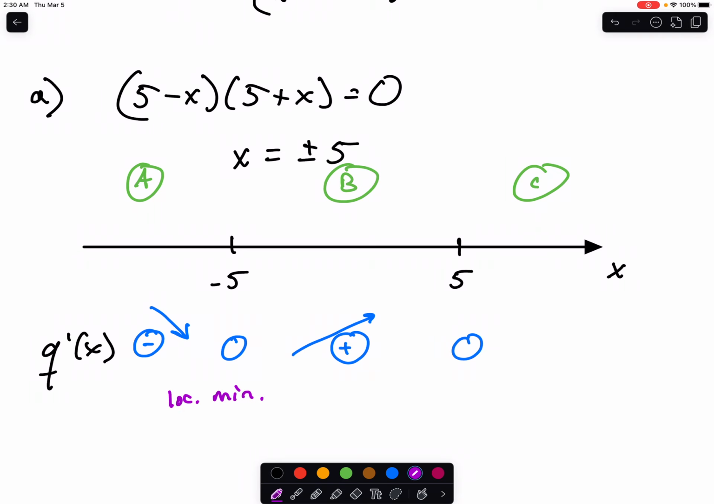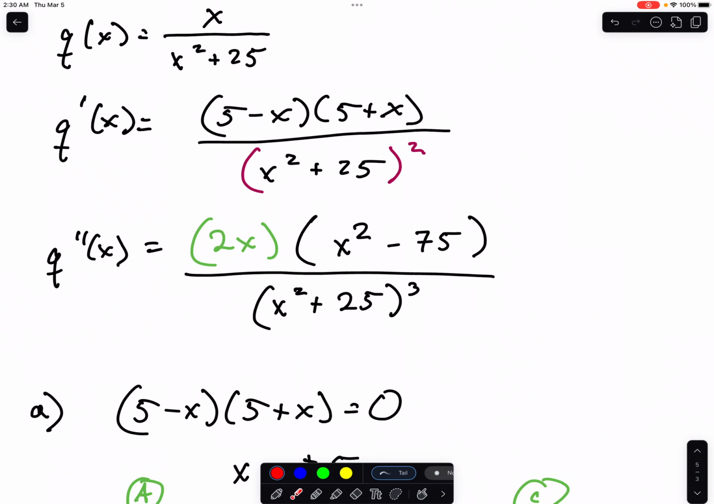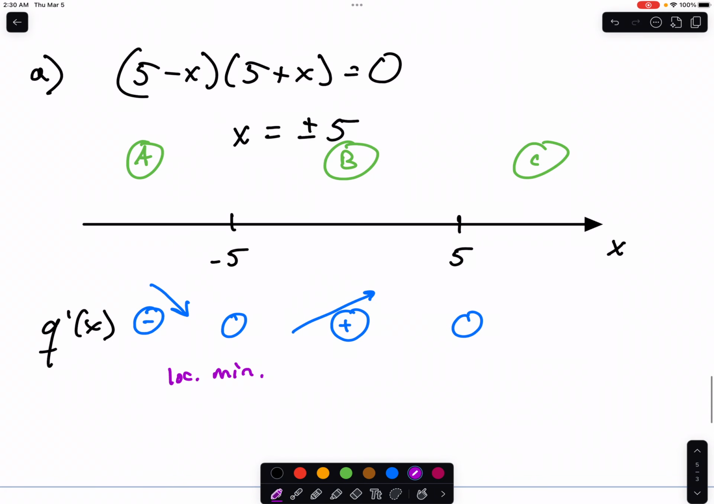Okay. Let's choose a value in region C. When x is 6, if we plug 6 into q prime, this guy is negative. This guy is positive. This guy is positive. A negative divided by positive is negative, which implies the original function is decreasing. So that identifies this as a relative or a local max.